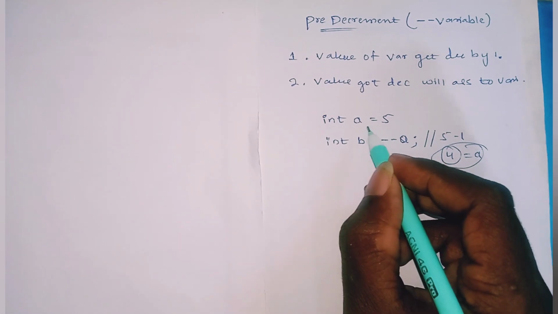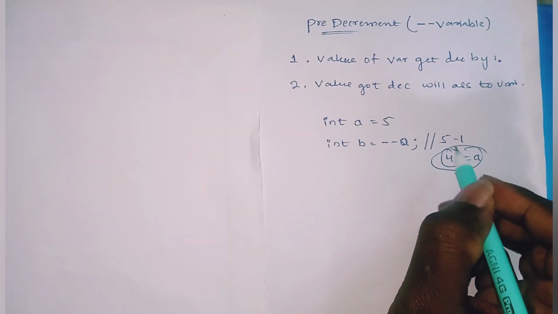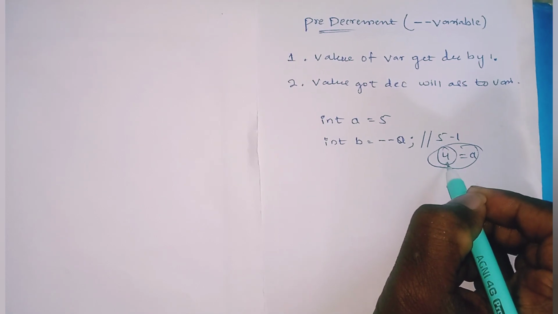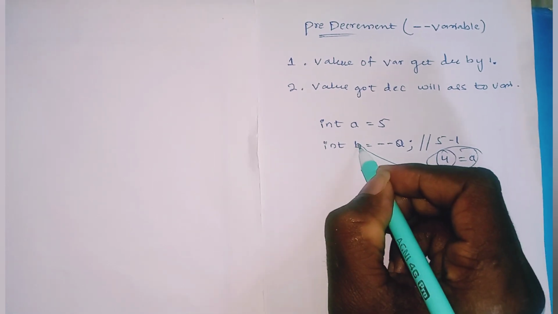So the value of a is 5. Now it got decremented by 1, so it becomes 4. So a value is 4. Now this decremented value will get stored into b.